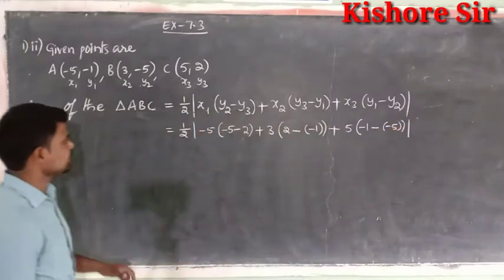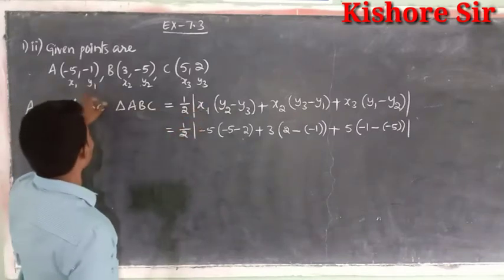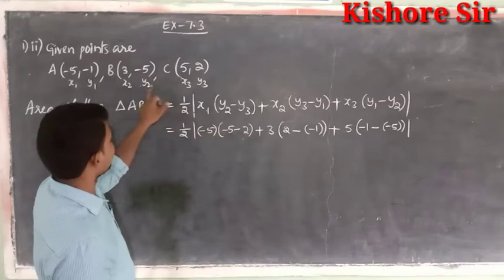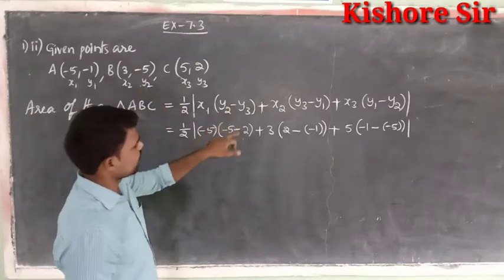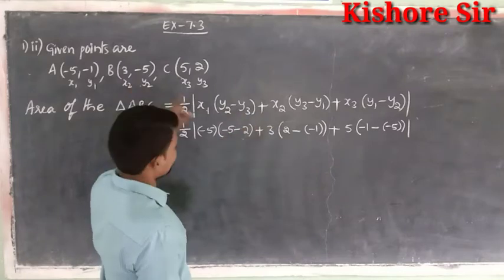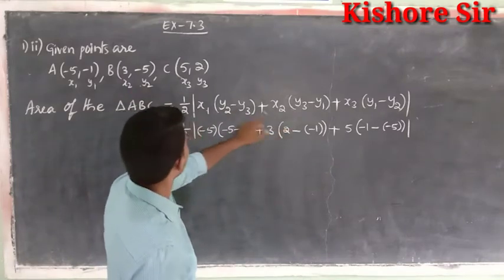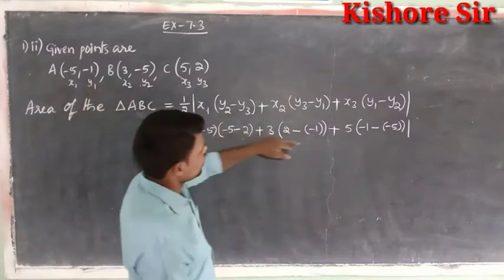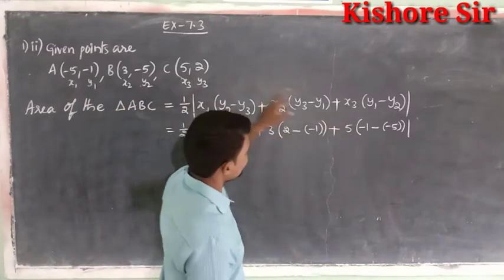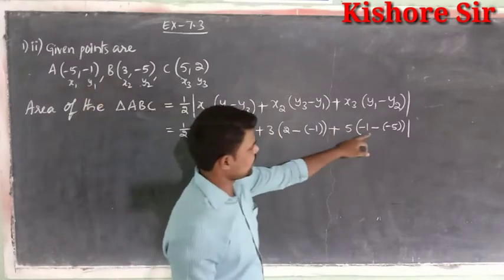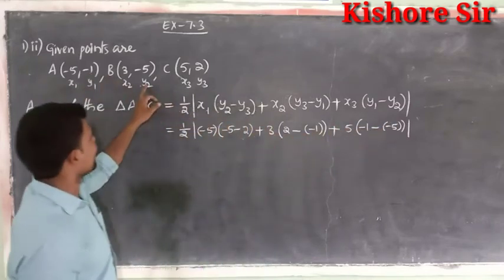Check once again. The value of x1 is minus 5, y2 minus 5, y3 2, x2 3, y3 2, y1 minus 1, x3 5, y1 minus 1, y2 value is minus 5.